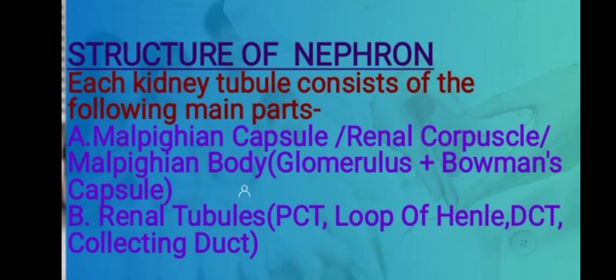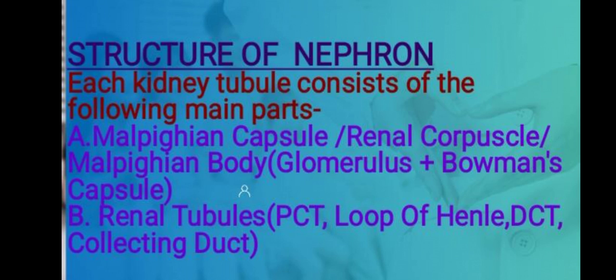Let's see the structure of a nephron. Each nephron consists of the following parts. These are glomerulus, Bowman's capsule, proximal convoluted tubule, loop of Henle, distal convoluted tubule, and collecting duct.